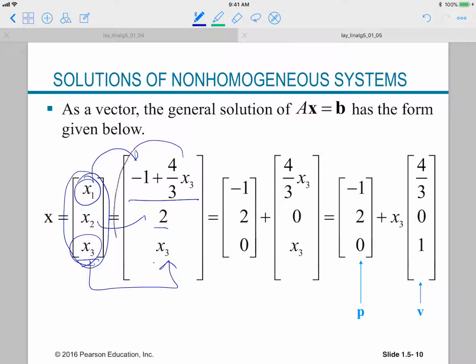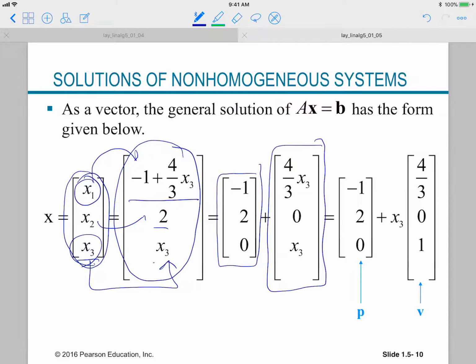Okay, and then from here we separate it out into two parts, where we have this constant value here, and then this part containing our free variable. In this free variable part, we can factor it out into this form, and then we have a scalar multiple of x3. And then we have this new vector that contains only the constant values.